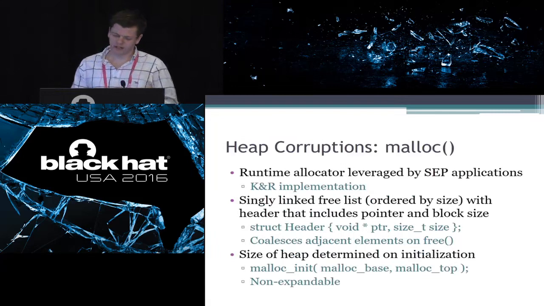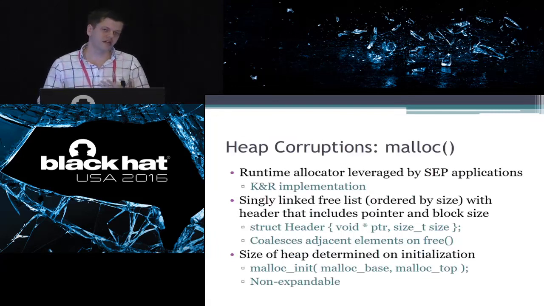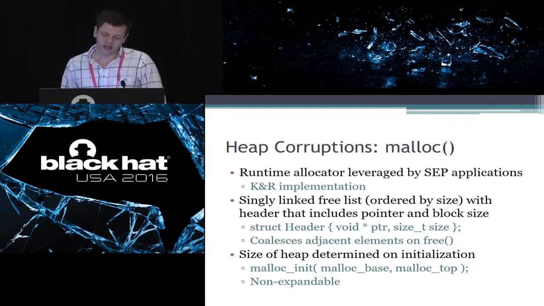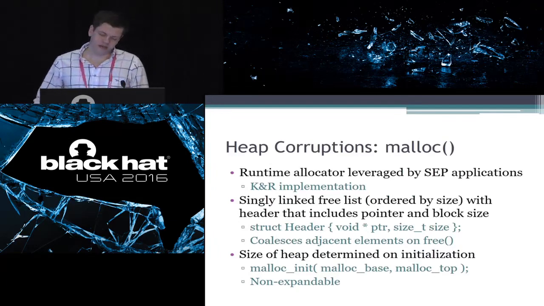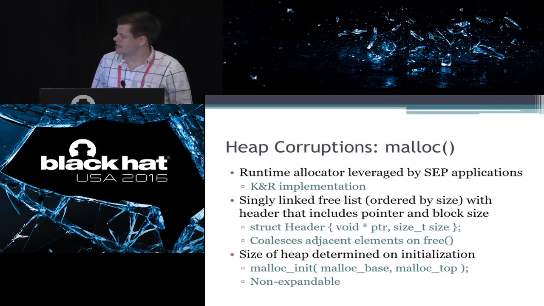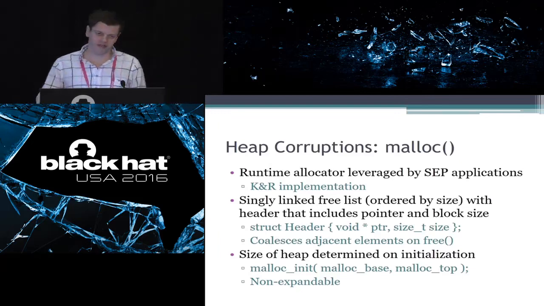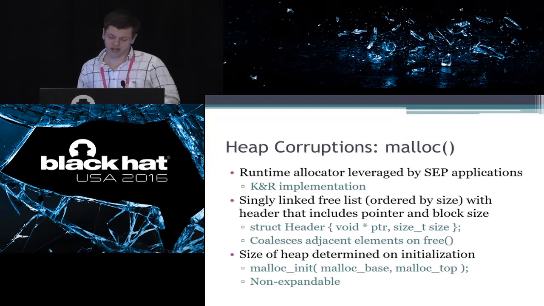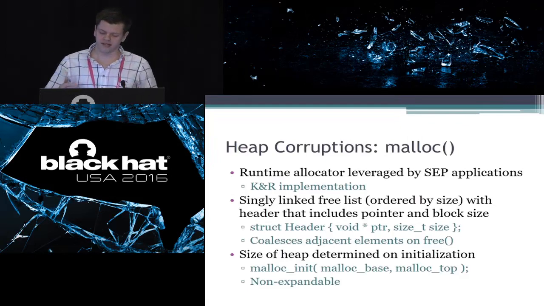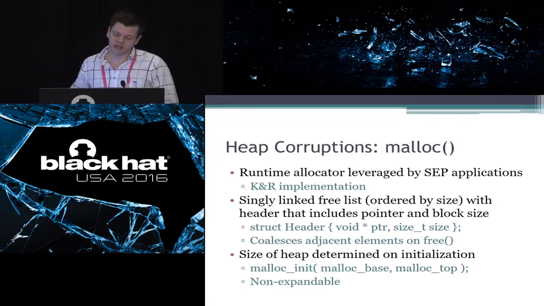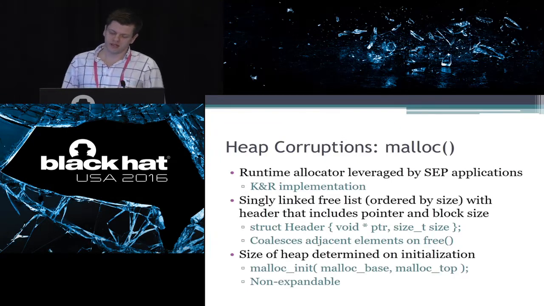In terms of heap corruptions, we are interested in how applications dynamically allocate memory. The runtime allocator in SEP applications is a K&R implementation. So whenever you call malloc, it uses this implementation. This is a very simple allocator. It just has a single free list ordered by size, and the header has just a pointer to the next free element and the block size.